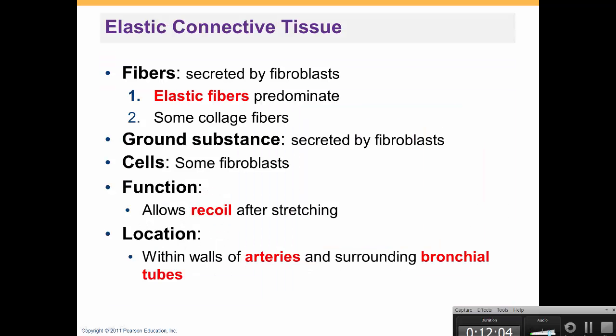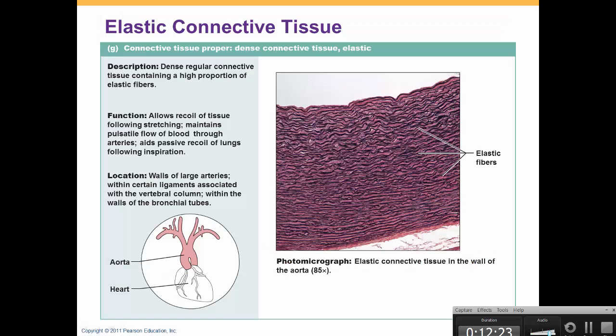Next, we have elastic connective tissue. Elastic fibers predominate, and their function is mainly recoil. We find these in the walls of large arteries and also in the bronchial tubes, because these ones will expand and will contract. So here is the aorta, which is the largest blood vessel that we have, and as you can see, it's full of elastic fibers. There's not a lot of matrix here, and there's not a lot of cells here also.